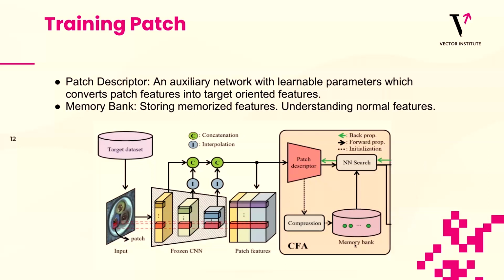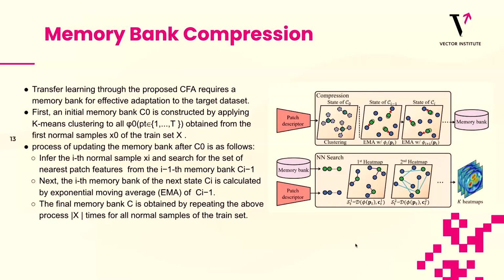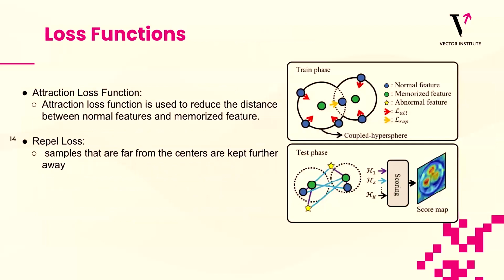And in this image, we can see the memory bank. They are using the memory bank for saving the normal pictures. To reduce the space needed for saving features, we just save K features by applying a K-means on the output of the patch descriptor for the first image, and for the second image, another image. We just update our memory bank by finding the nearest neighbor and applying an exponential moving average on that.